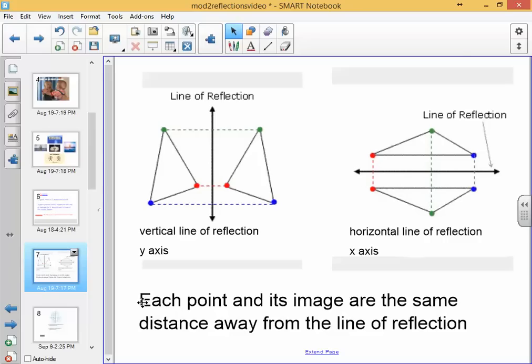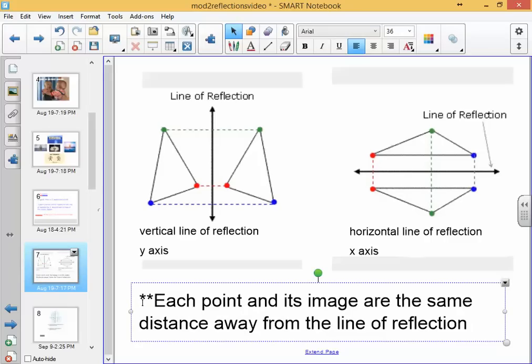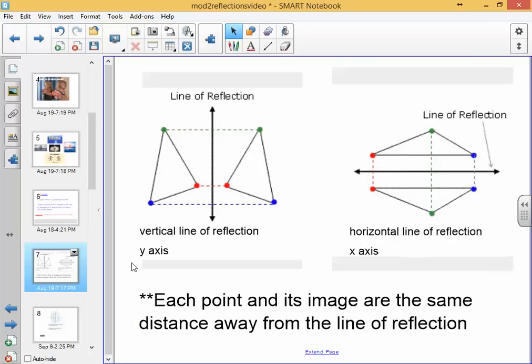So this is the most important thing that you're going to learn, okay? Each point and its image are the same distance away from the line of reflection. So that's represented here. If I have a red point a certain distance away from that line of reflection, the other red point is going to be the exact same distance away. Green is a certain number of distances away, and green on the other side is going to be that same distance away. So these dotted lines are representing the same distance away from that line of reflection.